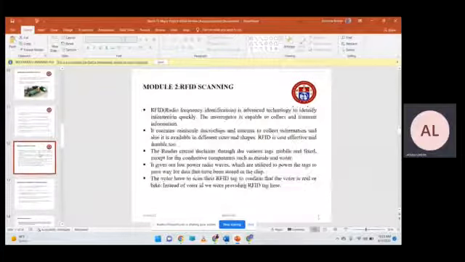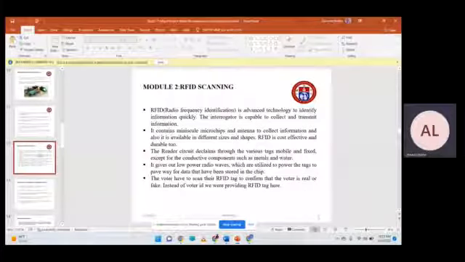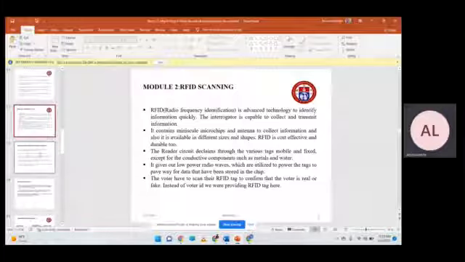Coming to RFID scanning, RFID is an advanced technology to identify information quickly. The interrogator is capable of collecting and transmitting the information. The radar circuit communicates through the various tags, mobile and fixed, except for conductive components such as metals and water. It will detect the identification card before casting his vote to display the details of the voter.